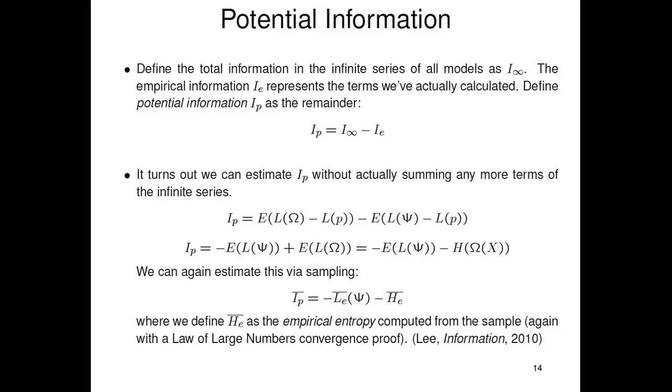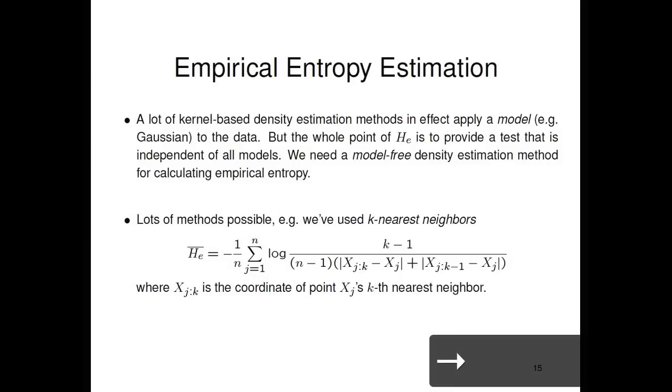Okay? Now, the interesting thing about this definition is that you can again obtain a law of large numbers guaranteed estimator of the potential information without actually summing any more terms of the set of all possible models. This is simply an empirical estimation procedure based upon sampling that has two components, one simply being this estimator of the average log likelihood of our observables, which has a law of large numbers convergence guarantee, and second, an empirical estimator of the entropy of the observable itself, which again, you can get a law of large numbers convergence guarantee for. There's lots of different methods that people have for empirical entropy estimation. In the RoboMendel stuff, we're just using a simplistic k-nearest neighbors method that can scale to multiple dimensions. I'm not going to talk about that at all.